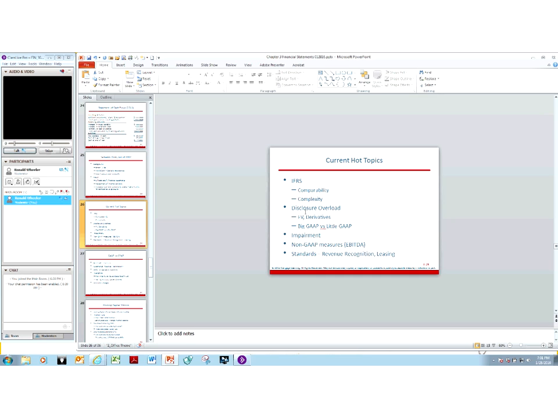Other hot topics that are going on, there's been a lot of talk over the last many years about IFRS. IFRS is International Financial Reporting Standards. The goal here is to provide comparability. If you're looking at a company that's based in the U.S. and operating under U.S. generally accepted accounting principles, are they required to do accounting in a way that's different than perhaps a company in the UK or in Europe or in China?